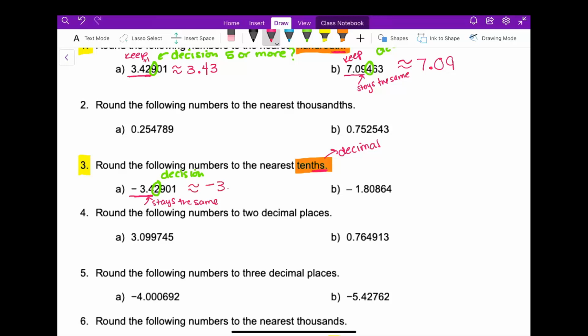Negative 3.4. Great. Let's move on to the next one.